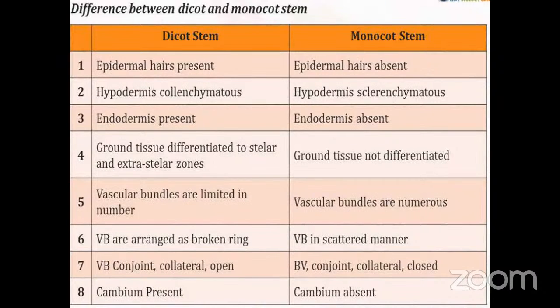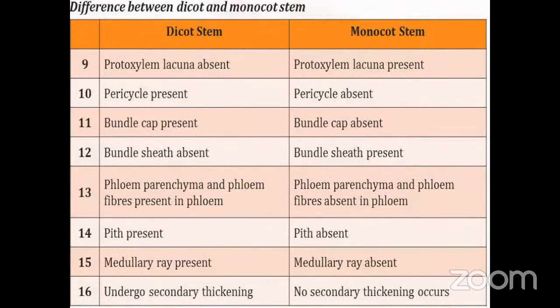Then vascular bundles are conjoined, collateral, and open in dicot stem. Conjoined means xylem and phloem are together. Collateral means they are found side by side. Open means that due to the presence of cambium, they are described as open. Coming to the monocot stem, vascular bundles are conjoined, collateral, same as in dicot, but closed, because cambium is absent, so they are described as closed. In dicot stem, cambium is present. In monocot stem, cambium is absent. So, coming to some more differences, in dicot stem, protoxylem lacuna is absent.